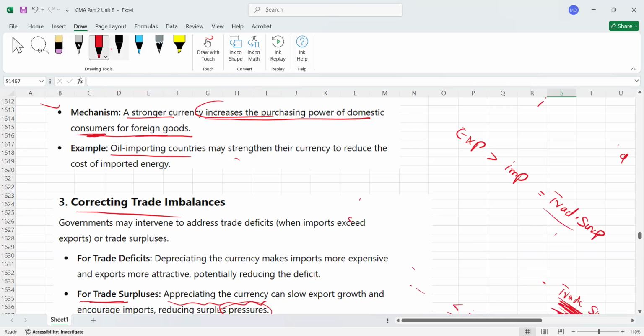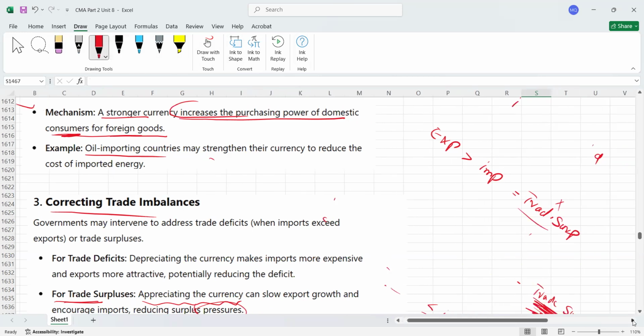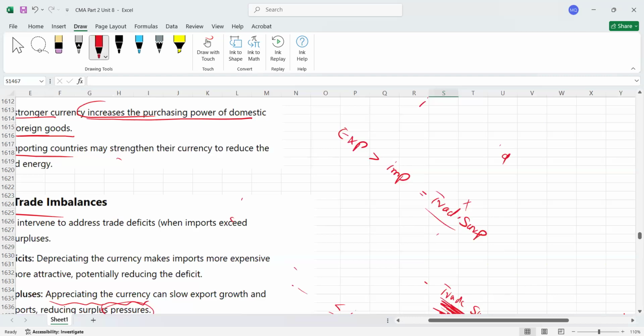And if I want to remove this trade surplus, what do I have to do? I have to decrease the export. And if I want to decrease the export, I have to appreciate the local currency. Because if I appreciate the local currency, obviously my product will become more expensive for foreign people.